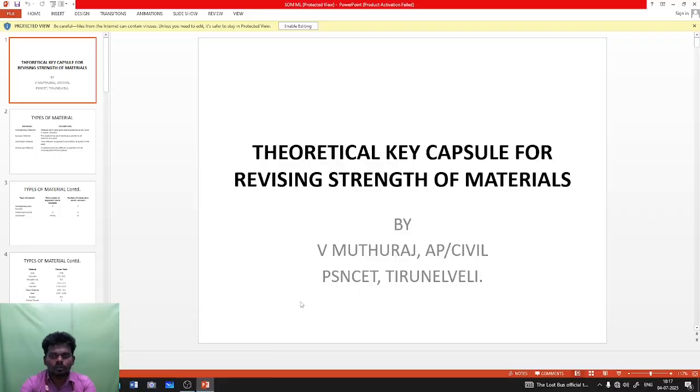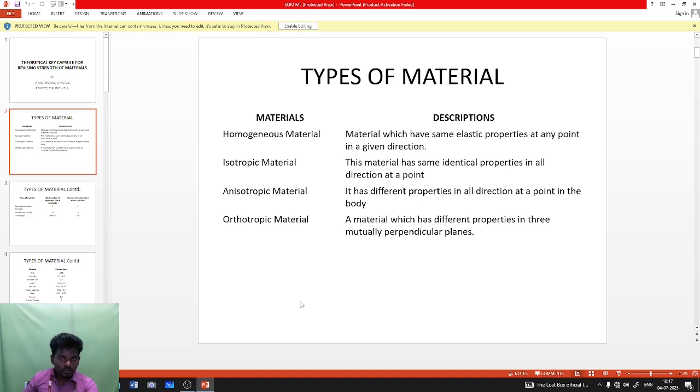And here we are going to see a theoretical key capsule for revising strength of materials. The topic begins with types of materials. In tabulation form, I have separately partitioned materials and descriptions. First, we are going to see about homogeneous material, which has the same elastic property at any point in a given direction.